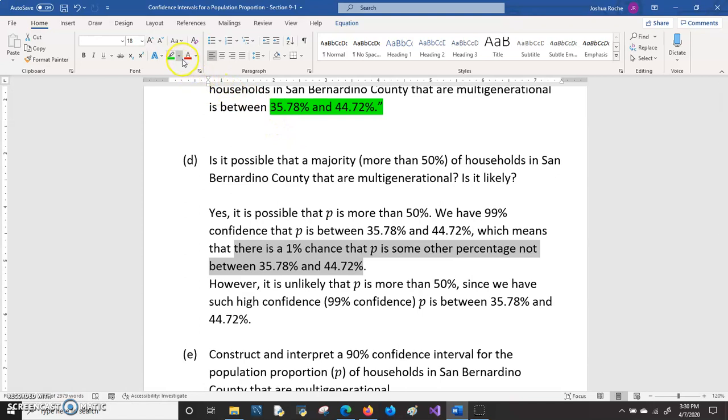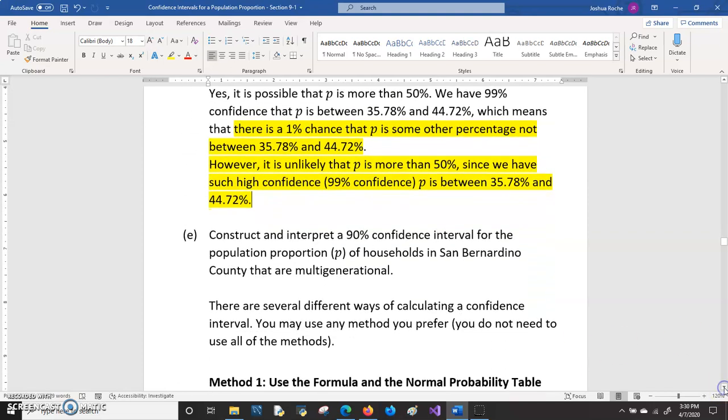35.78% and 44.72%. So there is a small chance that our interval is incorrect and the actual value of P is some other number outside the interval. But that's very unlikely. It's unlikely that P is more than 50% and unlikely that P is anything outside of this interval because we have really high confidence. We have 99% confidence. So the point is, when you have a confidence interval, your result is never certain. But the best you can do is to have high confidence that your result is a good estimation.